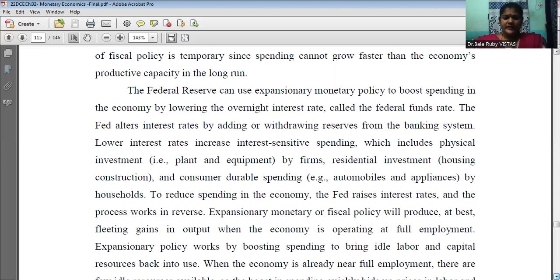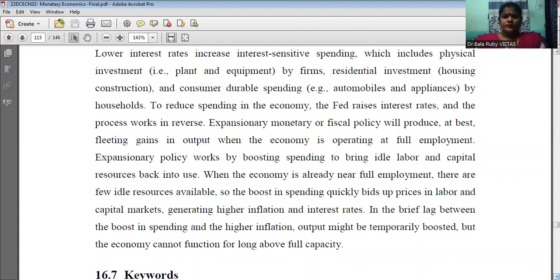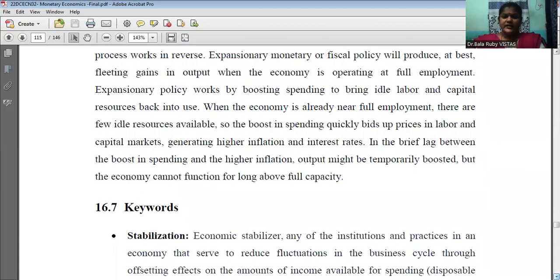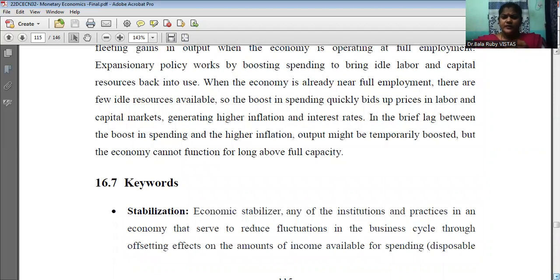Expansionary monetary or fiscal policy will produce at best fleeting gains in output when the economy is operating at full employment. Expansionary policy works by boosting spending to bring idle labor and capital resources back into use. So when the economy is already near full employment, there are few idle resources available. The boost in spending quickly pushes up prices in labor and capital markets, generating higher inflation as well as higher interest rates. In the brief lag between the boost in spending and the higher inflation, output might be temporarily boosted, but the economy cannot function for long above full capacity.